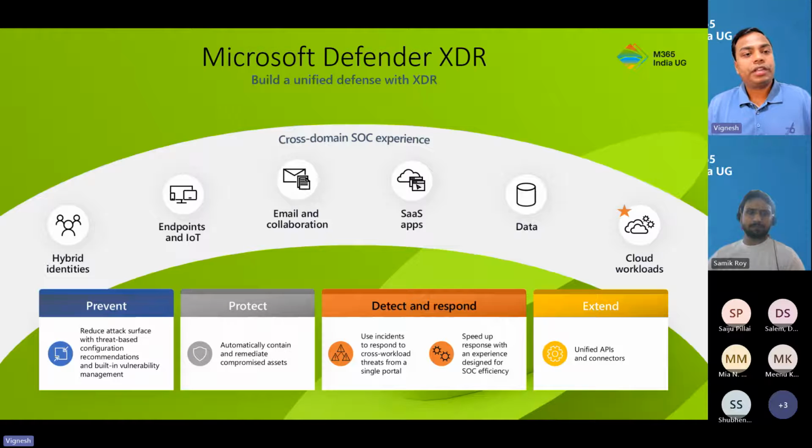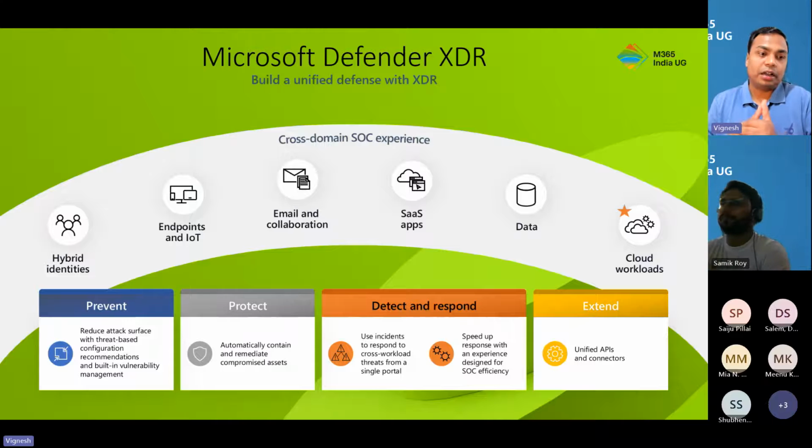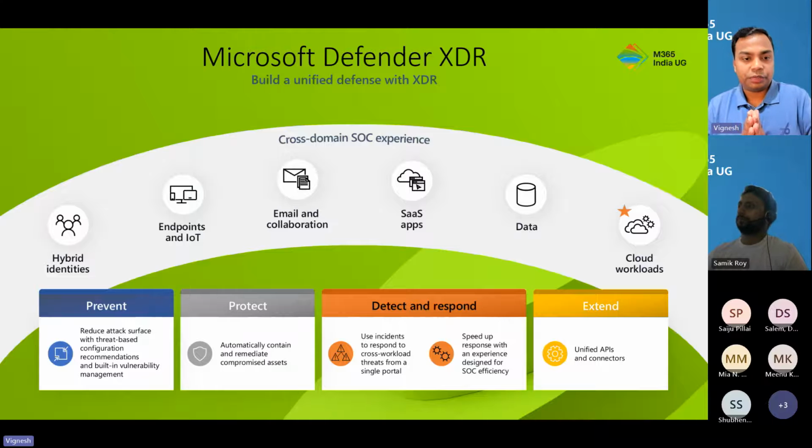The unique capability of any XDR, I'd like to call it a salient feature, is prevent, protect, detect, respond, and extend. These are the core capabilities which make a product be called an XDR. Unless a product offers all these capabilities, it cannot be called an XDR. Of course, there are EDR solutions and NDR solutions, which are more specific to a given problem. But an XDR is ultimately trying to solve all these problems, and that's why you're seeing all these different capabilities underneath it.